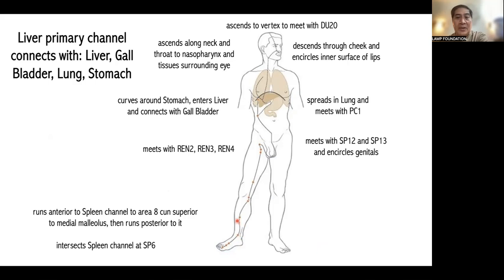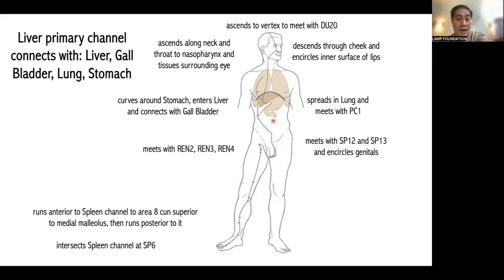From here, it continues up the medial aspect of the lower leg, recrossing the spleen channel 8 units above the medial malleolus. And thereafter running posterior to that channel over the knee and thigh. Winding around the genitals, the channel now will enter the lower abdomen where it meets the conception channel or the Ren channel at Ren 2, Ren 3, and Ren 4. Before skirting the stomach and joining with its associated organ, which is the liver, and connecting with the gallbladder.